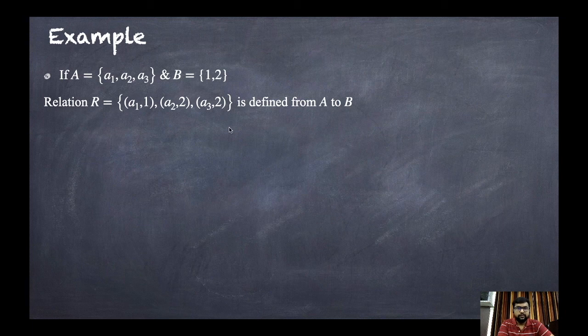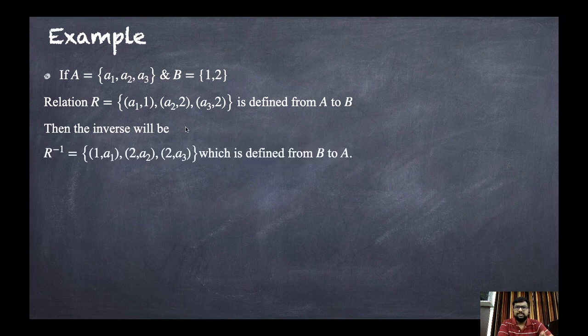Now, if we want to find the inverse of this relation, what will be the inverse? Just change the coordinates. Whenever you have xy, its inverse will be in yx form. So (a1,1) gives (1,a1), (a2,2) gives (2,a2), and (a3,2) gives (2,a3), and it is defined from B to A.